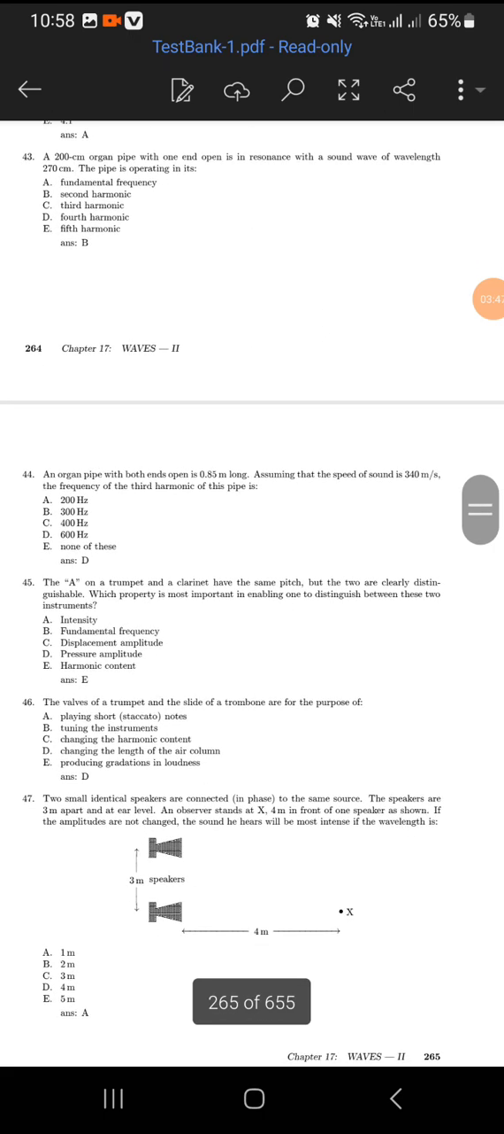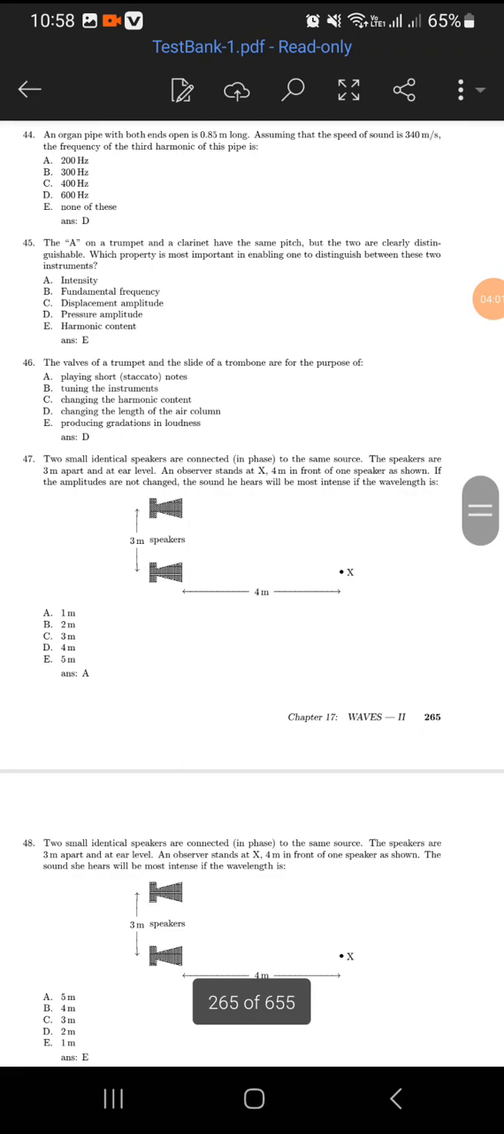A 200 centimeter organ pipe with one end open is in resonance with a sound wave of wavelength 270 centimeters. The pipe is operating in its second harmonic. And then we go on to 44.